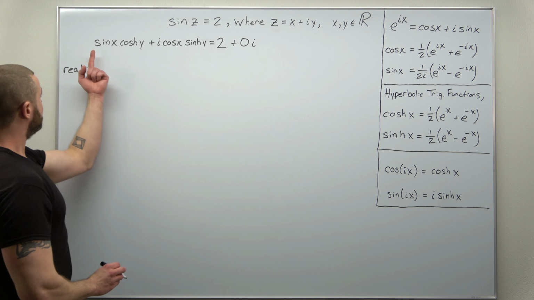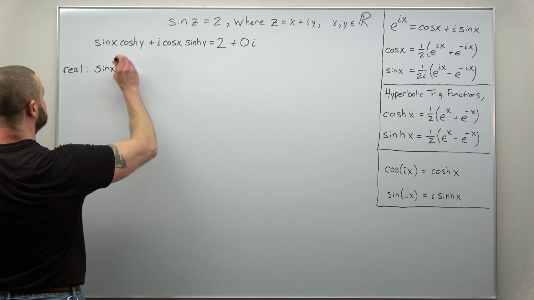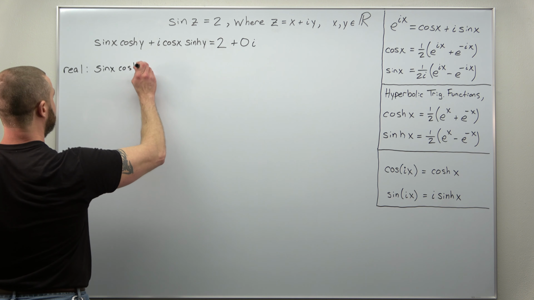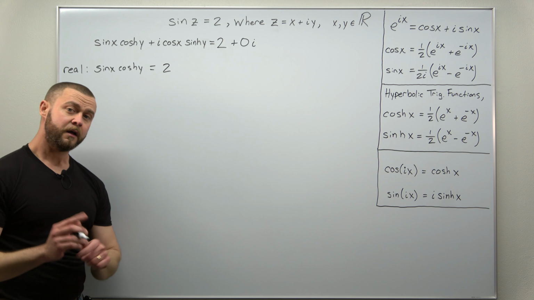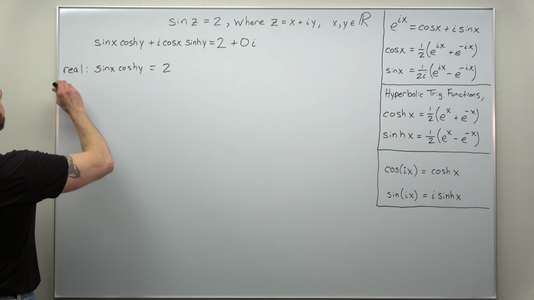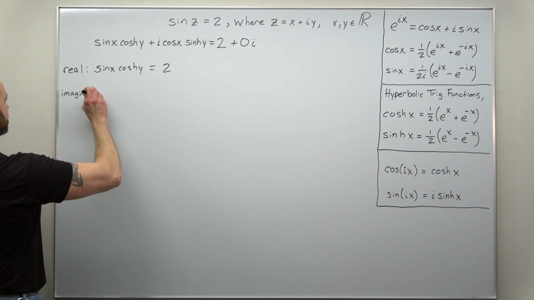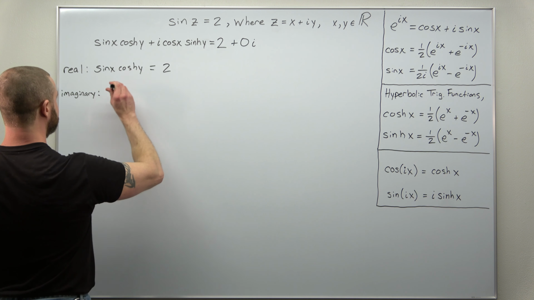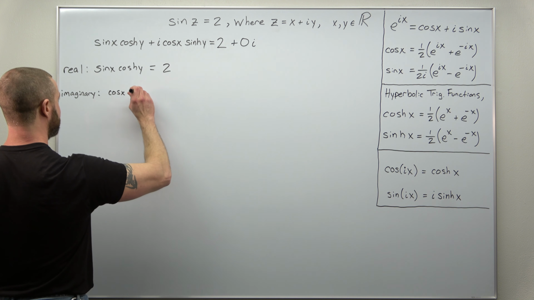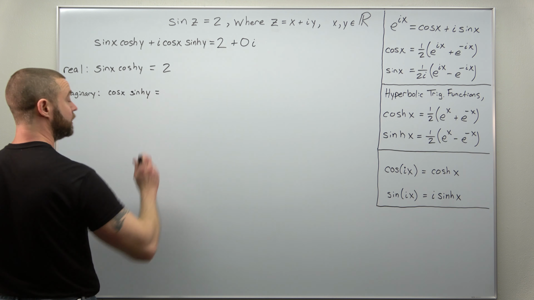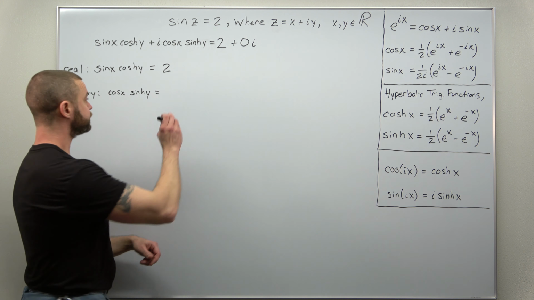Equating the real parts, we'll get sine of x times hyperbolic cosine of y. That equals the real part on the right side, 2. And now equating the imaginary parts, we get cosine of x times hyperbolic sine of y. That has to equal the imaginary part on the right side, which is 0.